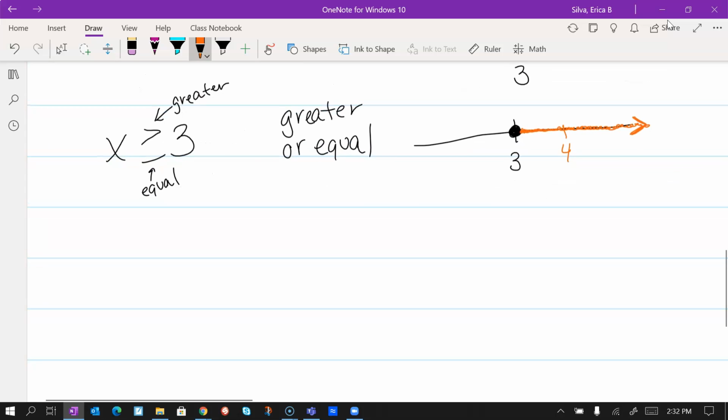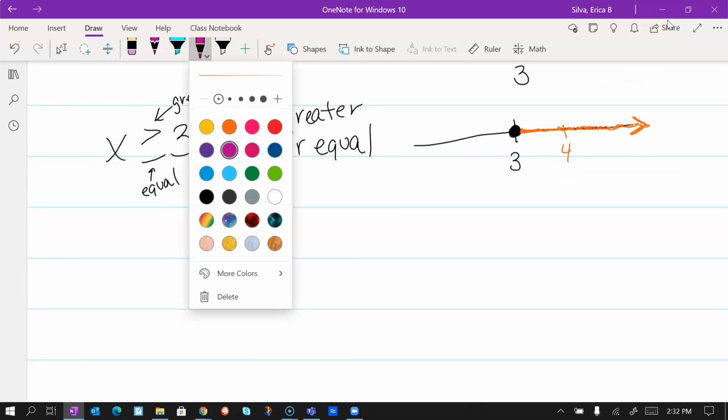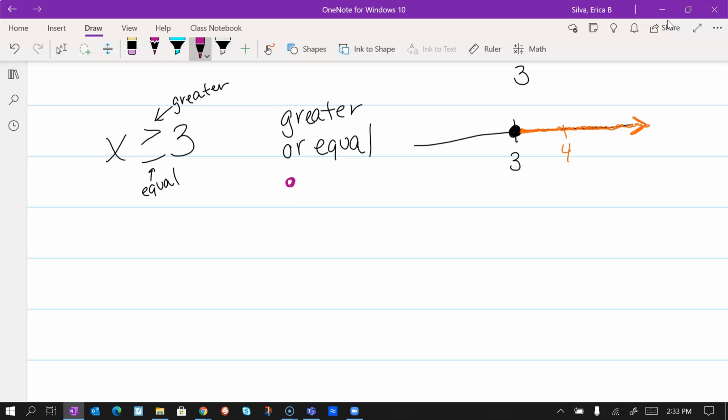So when we talk about greater or equal to, we know we have a solid point. And remember, with interval notation, we use brackets when we have that equal sign.